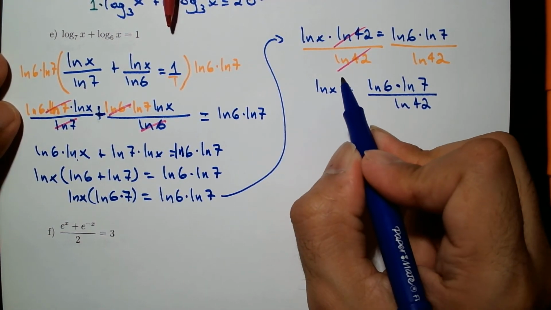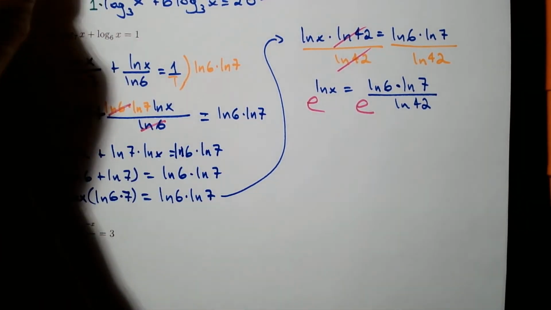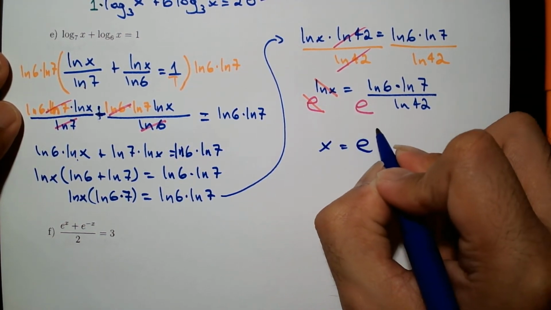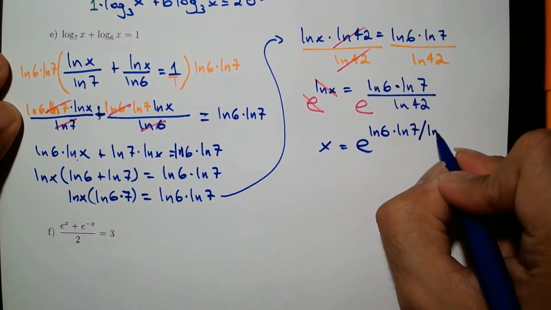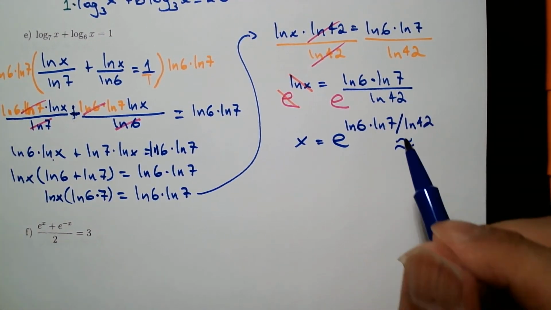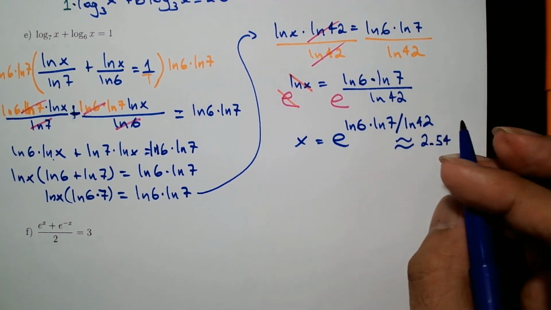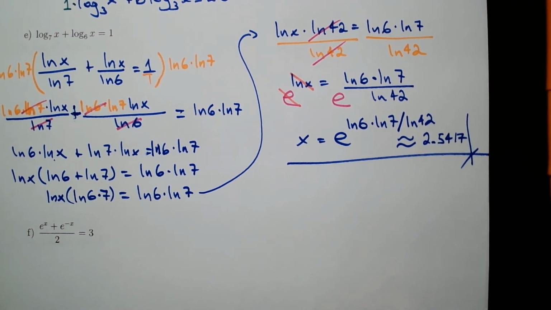All right, so in order to get x by itself, we need to get rid of this ln. We undo the ln by exponentiating both sides by base e. So in this case, they cancel, we get only the x, and we get e to the ln of 6 times ln of 7, and then divide this by ln of 42. So this is our exact answer. Our approximate answer using a graphing calculator, you should get 2.5417. Final answer over here. All right.